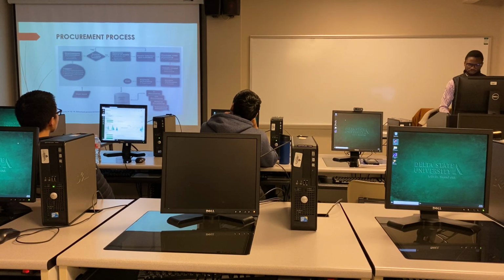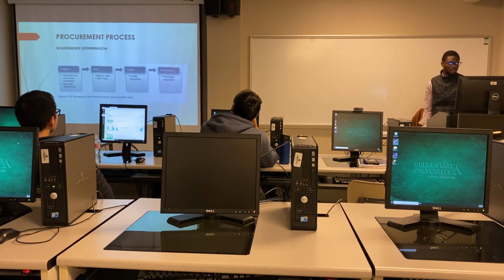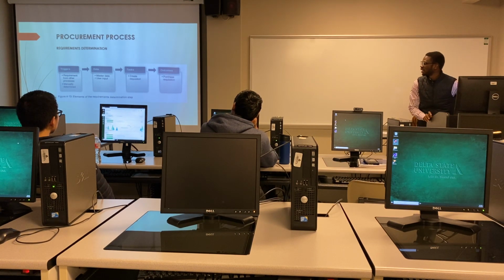So the requirement determination process is shown in the image. I'll just stay here so we can explain it very fast. Now there are some things that we use in discussing these, which are trigger, data, task, and outcomes. Now in the requirement determination, the trigger is the requirement from other processes, or we can manually determine that we need to get the requirements for procurement. Now the data we use is the master data and the user inputs.